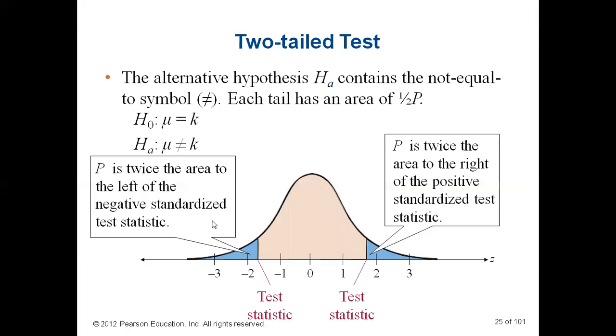If the z statistic is negative, then p is twice the area to the left of the negative standardized test statistic. If we are computing for a positive test statistic, then p is twice the area to the right of the positive standardized test statistic. So in a two-tailed test, the first step is to compute the test statistic, then compute the probability of that test statistic, then double it, and then compare it with the significance level to decide on the hypothesis.